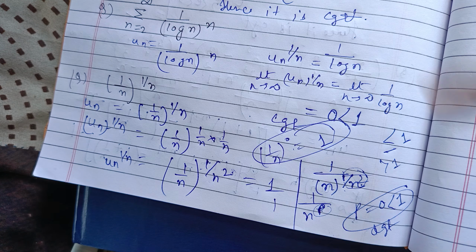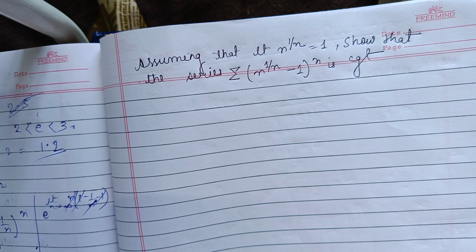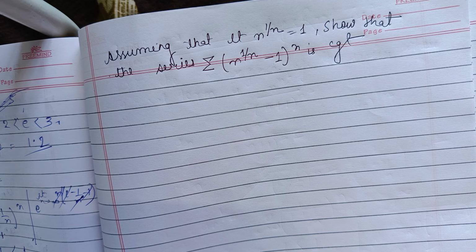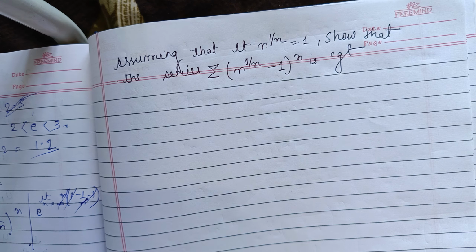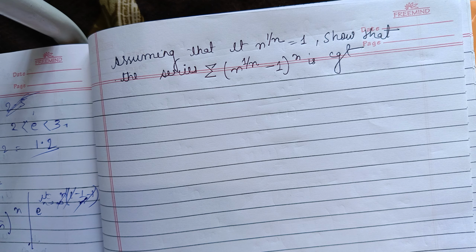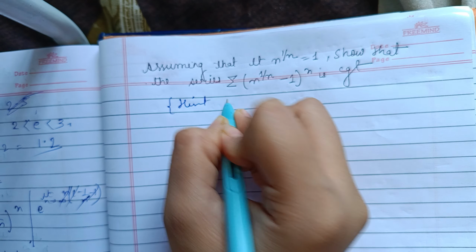The entire thing is a bit messy, but what matters is the understanding. So if you are understanding it, great. Otherwise, I will take up another question. This is the question: assuming that limit n tends to infinity of n to the power 1 by n is equal to 1, show that the series is convergent. So you will solve this question on your own. I am giving you a hint.